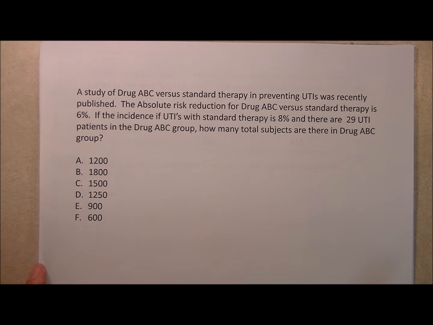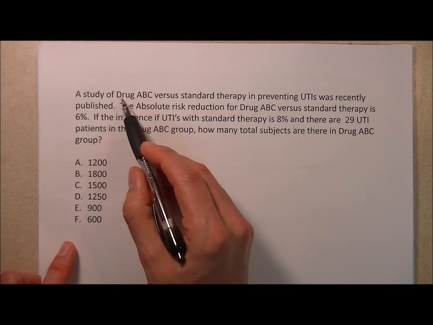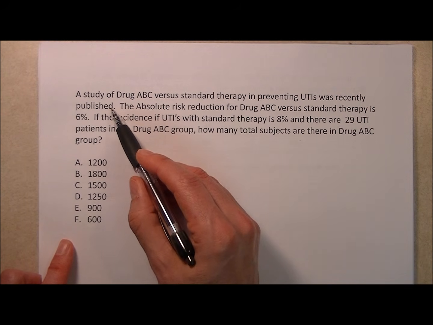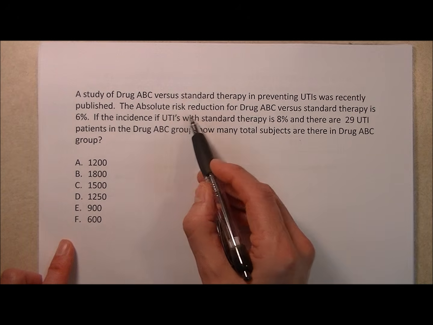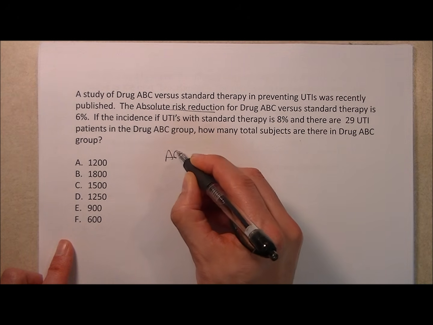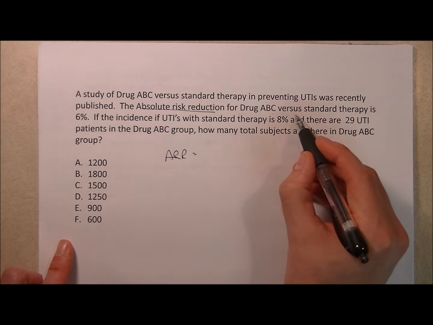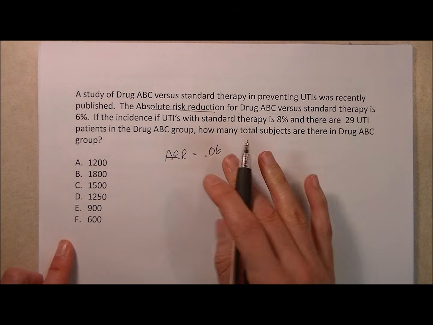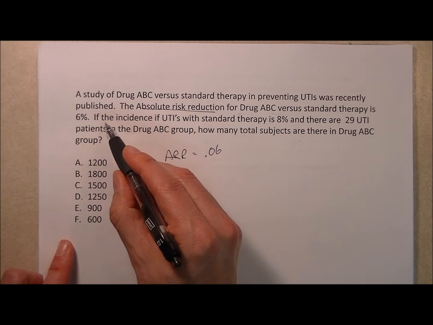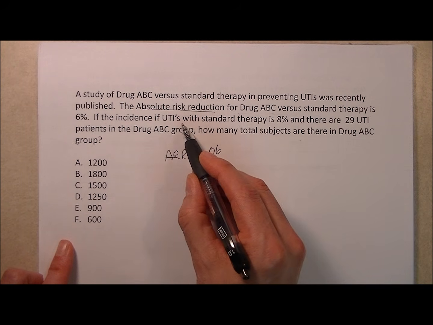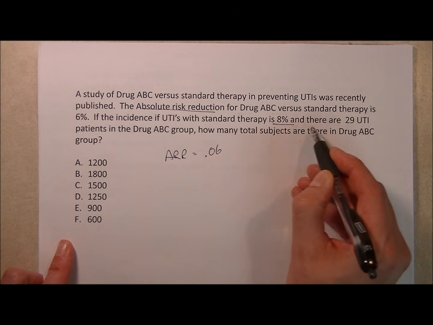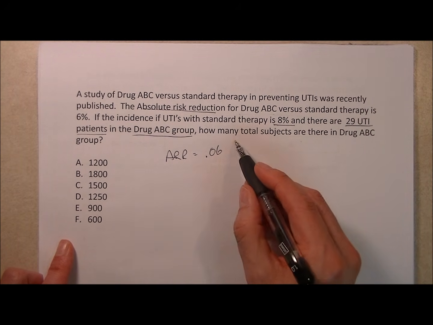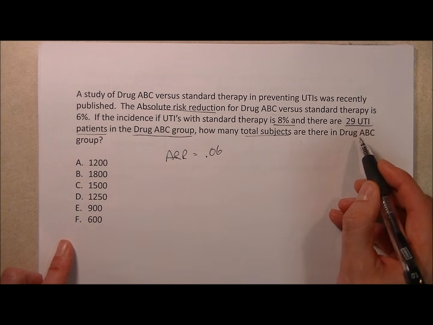This one says, a study of drug ABC versus standard therapy in preventing UTIs was recently published. The absolute risk reduction for drug ABC versus standard therapy is 6%. So I'm going to say 6% or 0.06 because we deal in decimals. If the incidence of UTIs with standard therapy is 8%, and there are 29 UTI patients in the drug ABC group, how many total subjects are in the drug ABC group?